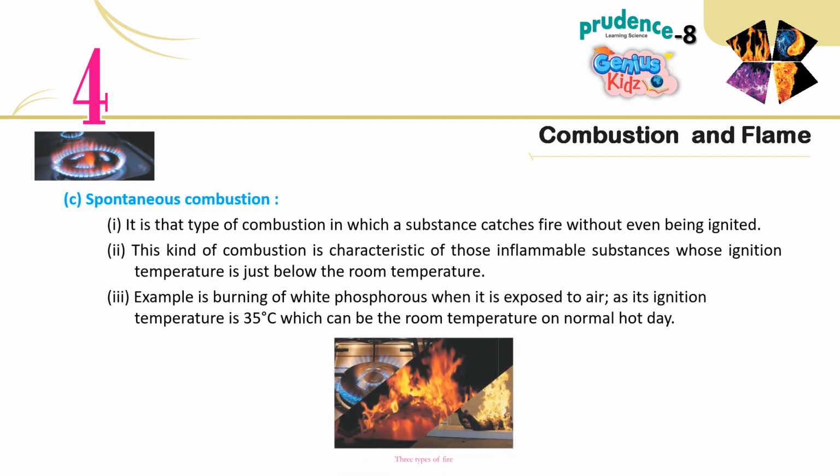C. Spontaneous combustion. 1. It is that type of combustion in which a substance catches fire without even being ignited. 2. This kind of combustion is characteristic of those inflammable substances whose ignition temperature is just below the room temperature. 3. An example is the burning of white phosphorus when it is exposed to air, as its ignition temperature is 35 degrees Celsius, which can be the room temperature on a normal hot day.